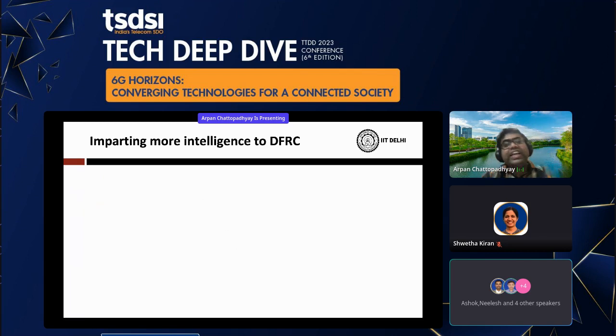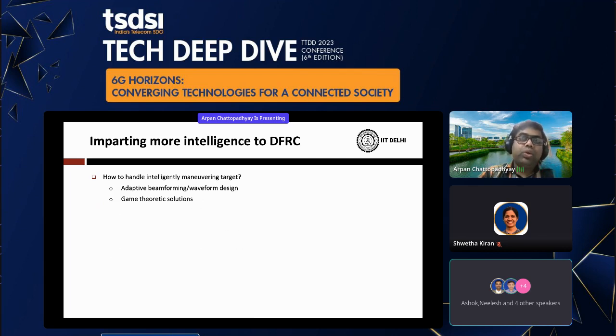Another interesting area is imparting more intelligence to the DFRC unit. Say, for example, we all address maneuvering targets, but suppose the target is intelligent and it's maneuvering intelligently to avoid being caught by the radar. Then how will you handle such issues? So you need some kind of adaptive beamforming or waveform design for the DFRC in this case. And there might exist game theoretic solutions, because both agents, the radar and the target, are intelligent.